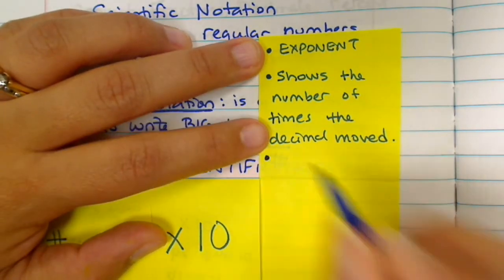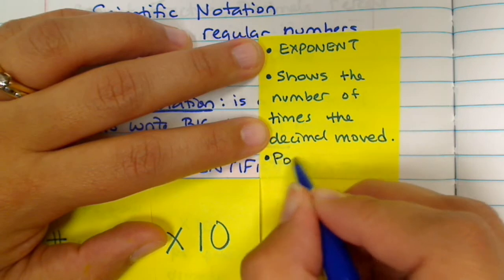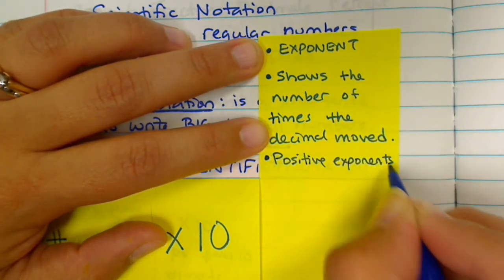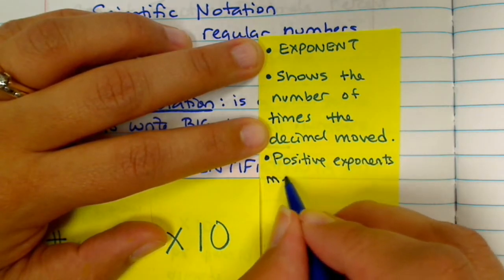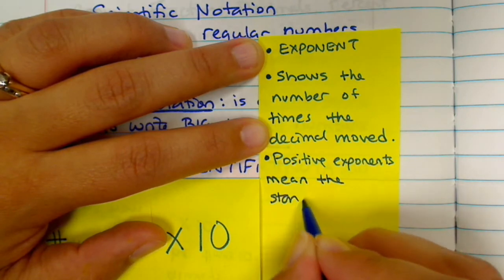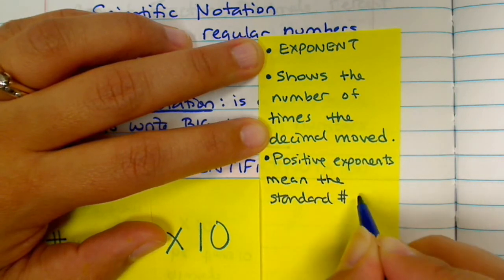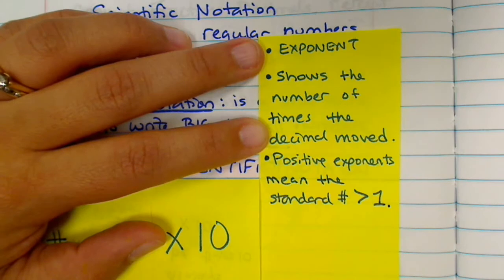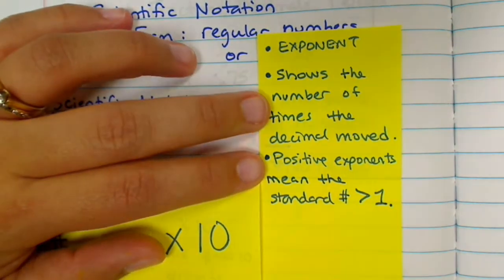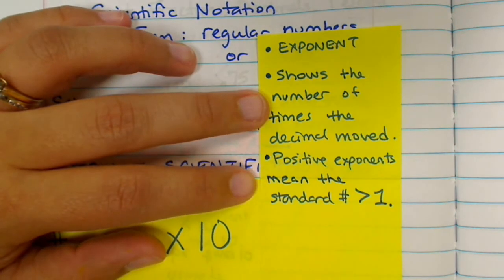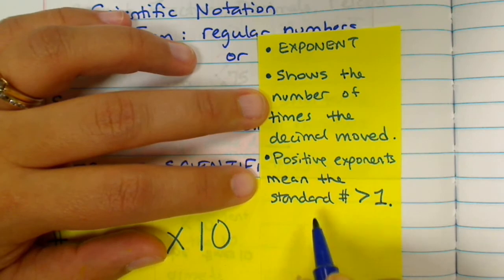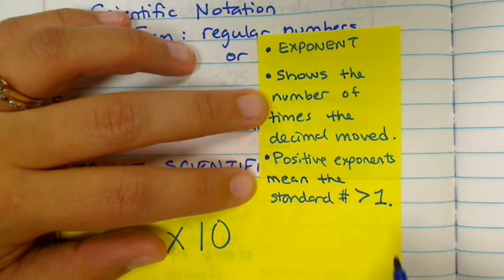The third bullet: positive exponents mean the standard number is greater than 1. So we're talking about numbers greater than 1, like 2, 1,000, 10,000, 1 million. Those will have, in scientific notation, positive exponents.